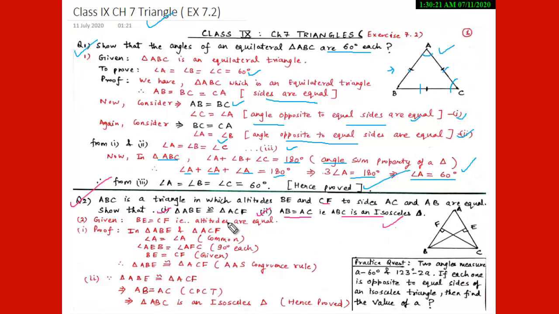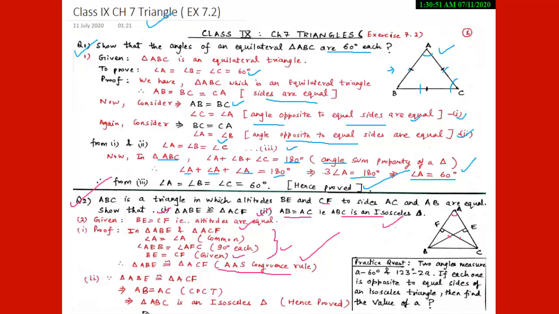So we will take both these triangles and from here you can see that angle A is equal to angle A which is a common angle, and also angle AEB is equal to angle AFC. Both are 90 degrees each, and also BE is equal to CF which is given in our question that altitudes are equal. So from here student, we can say that triangle ABE is congruent to triangle ACF and the reason is the angle-side congruency criteria.